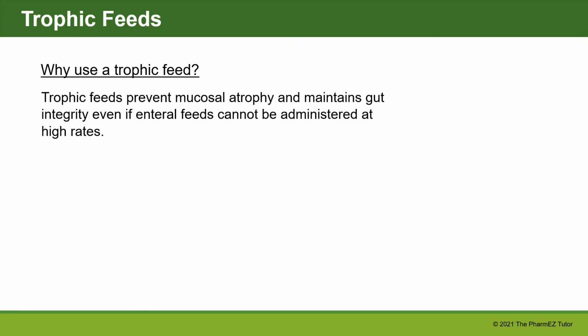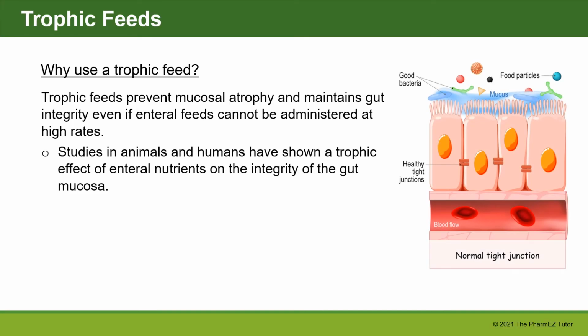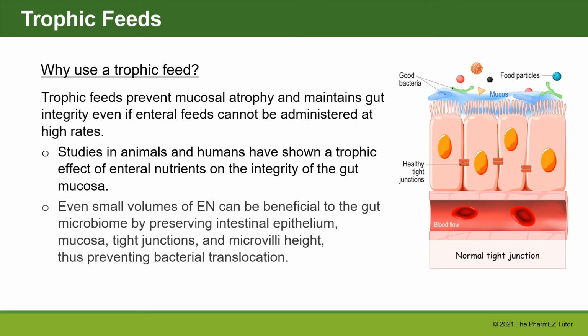Why use a trophic feed? Trophic feeds prevent mucosal atrophy and maintain gut integrity, even if enteral feeds cannot be administered at high rates. Studies in animals and humans have shown a trophic effect of enteral nutrients on the integrity of the gut mucosa.